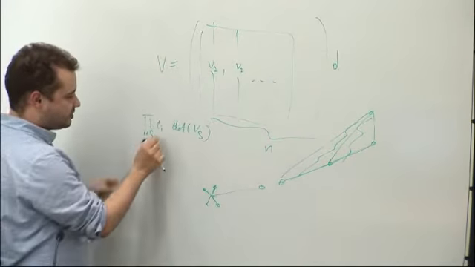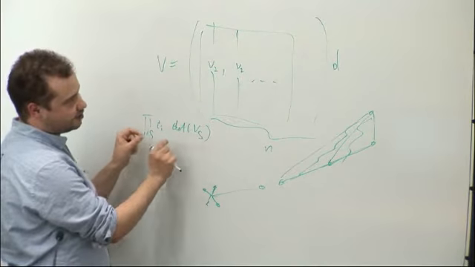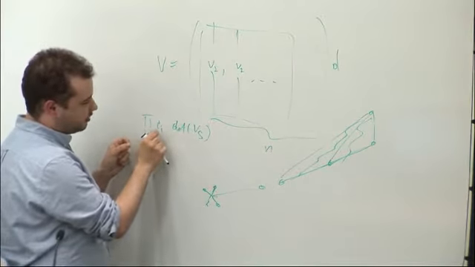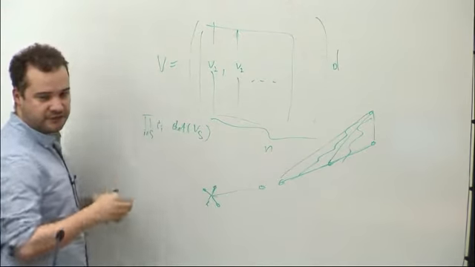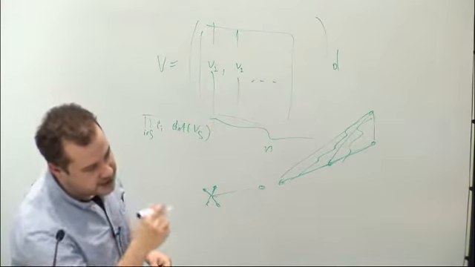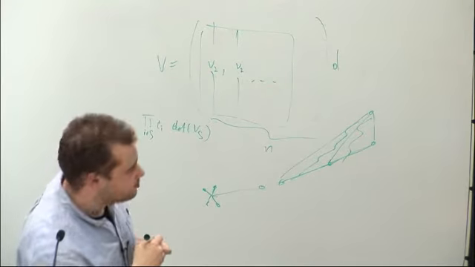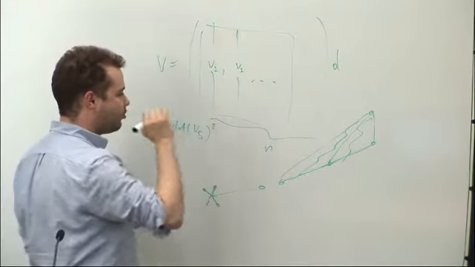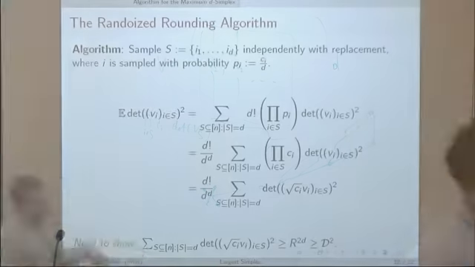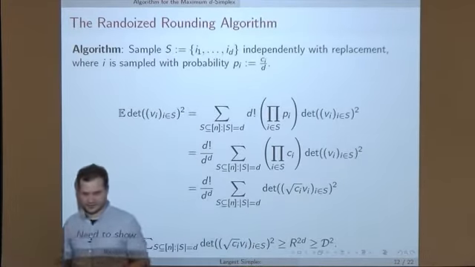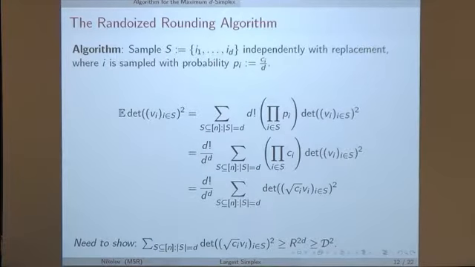Okay, so instead of having these two things separately, I can just multiply the ith column in the submatrix by its coefficient. But because I'm taking squared determinants, I'm multiplying by the square root of the coefficient of the column so that I get the same thing. Does this make sense?